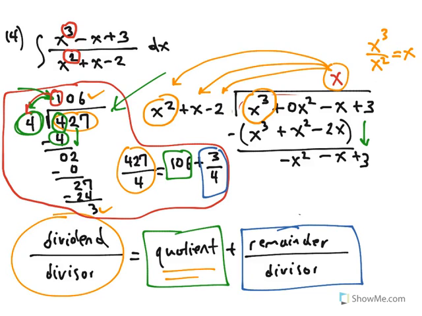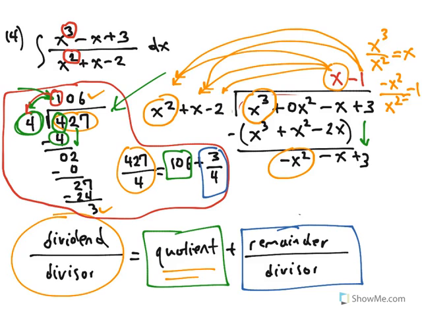And now you're going to continue similar to how you would have done with integer division, but now you just look at negative x squared, and you will divide that by x squared, which gives you negative 1. And you're going to write that here, minus 1. And then you will multiply that negative 1 to each term of the divisor, and you're going to have negative x squared minus x plus 2.